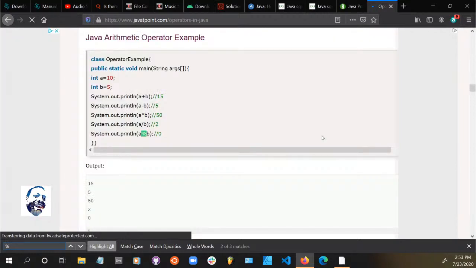Alright, let's look at this. A equals 10, B equals 5. A plus B is 15, A minus B equals 5. A times B is 50. A divided by 2 is 5. A, whatever the name of this operator is called, a percentage of b gives you 0. In other words, that goes into a.